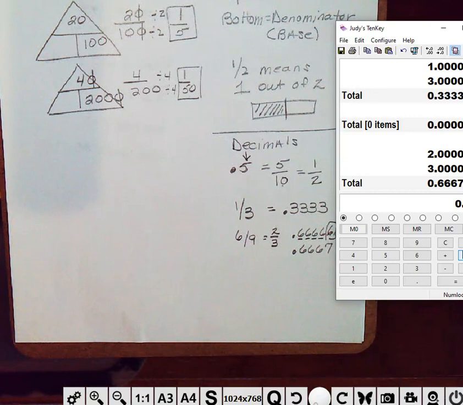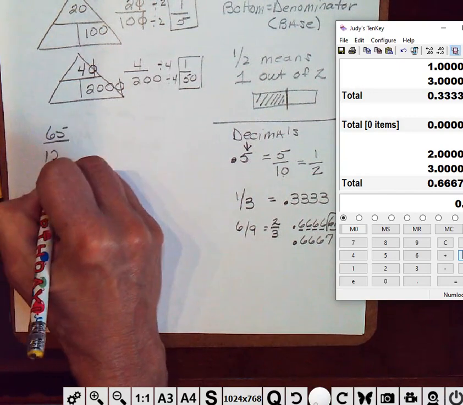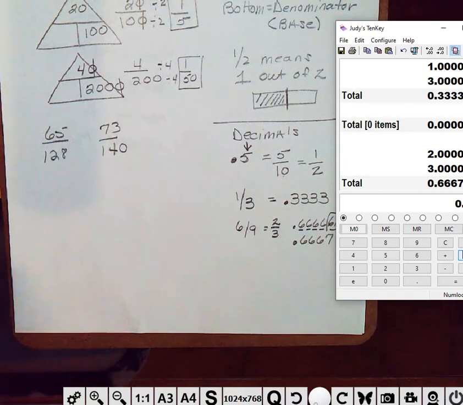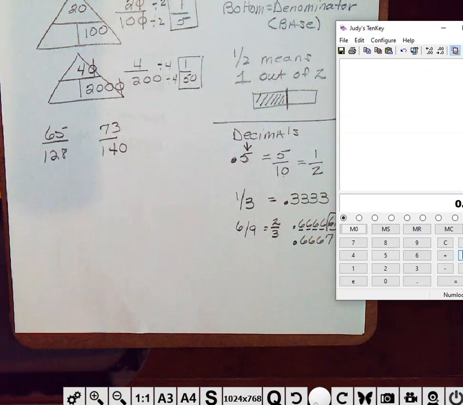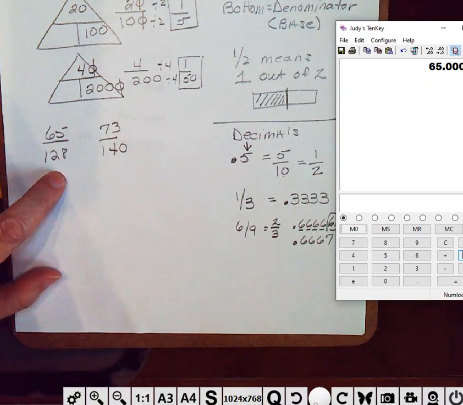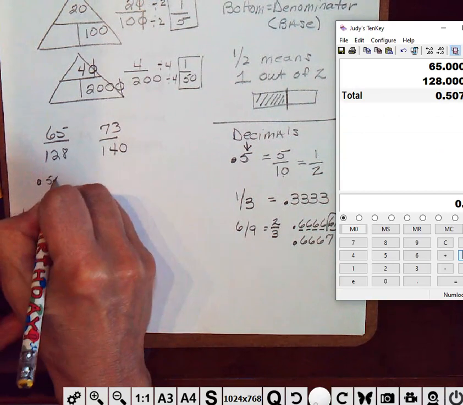So look at part G. Which fraction is larger, 65/128 or 73/140? Well, those are oddball numbers that I don't have memorized, and so to compare, instead of reducing these to lowest terms and trying to compare, I'm going to get it as a decimal. So my decimal is set at 4, and I'm taking 65 divided by 128, and my decimal is 0.5078.